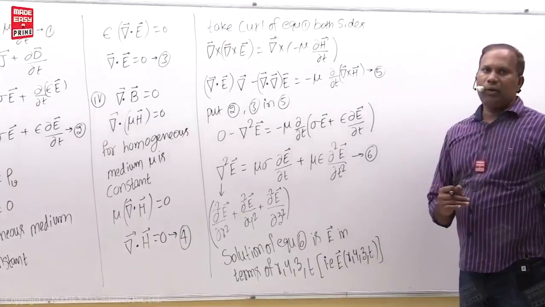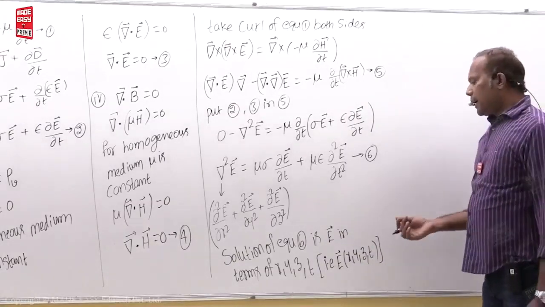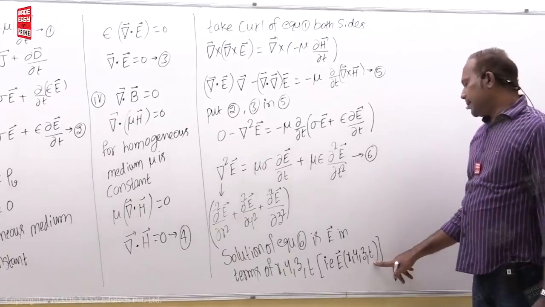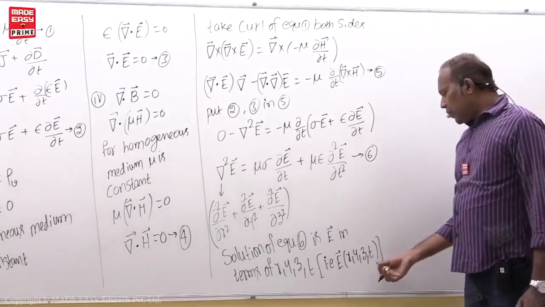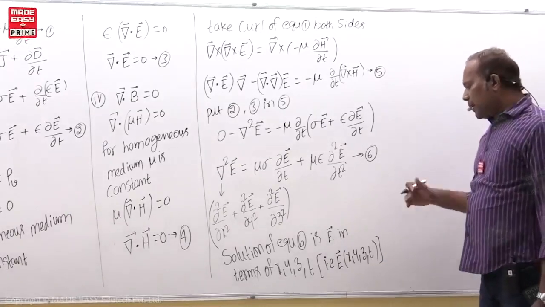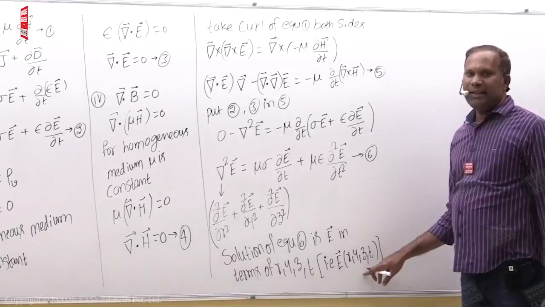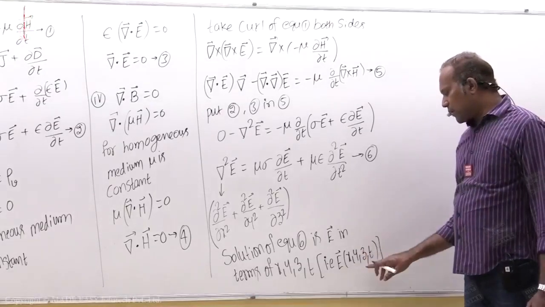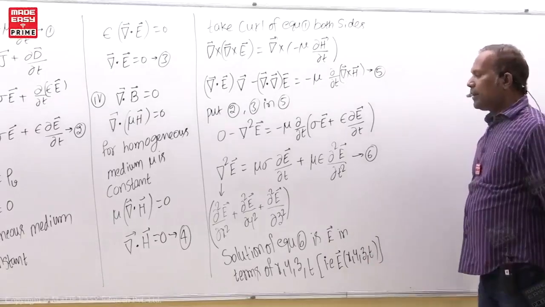So it is very difficult to solve this one. That is why we suppress the time in the next step. Suppressing time means we try to write this equation in steady state. Then we will assume that the wave is traveling in the z direction. Then in that case, the electric field will be a function of z only. Then we will be solving that one.